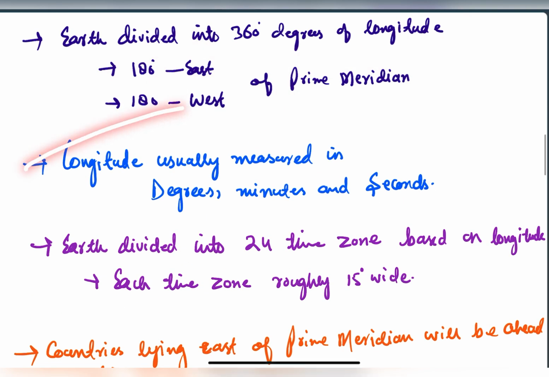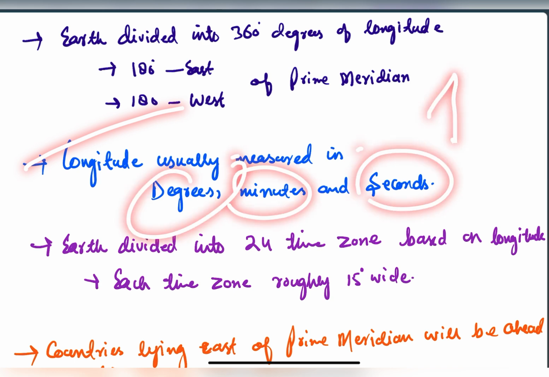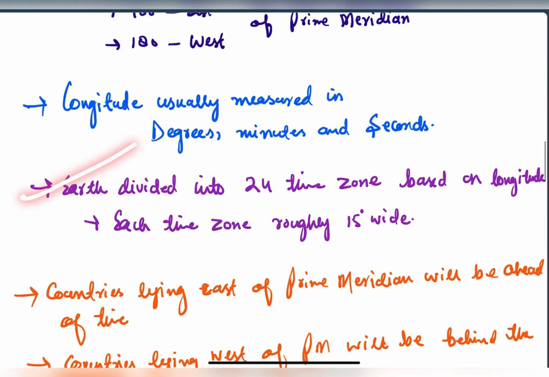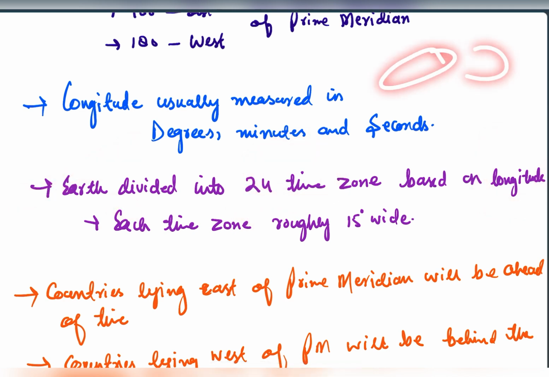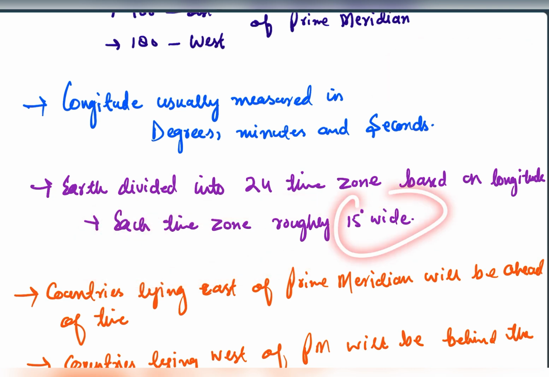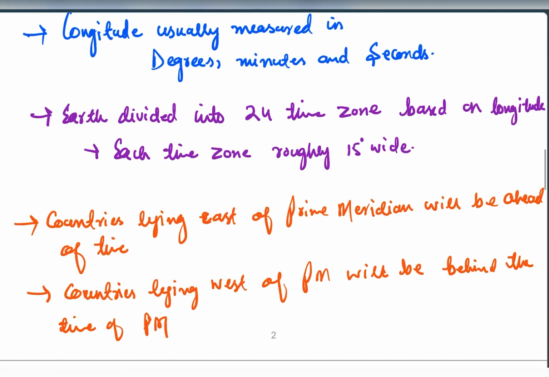Longitudes are usually measured in degrees, minutes and seconds. Earth is divided into 24 time zones based on the longitudes. Each time zone is roughly 15 degree wide. I have told you earlier as well that after every 15 degree there will be 1 hour time difference between the two longitudes.